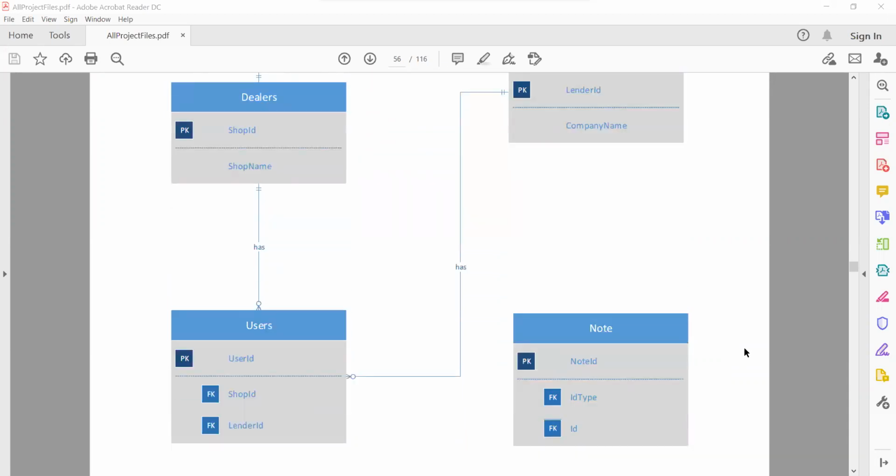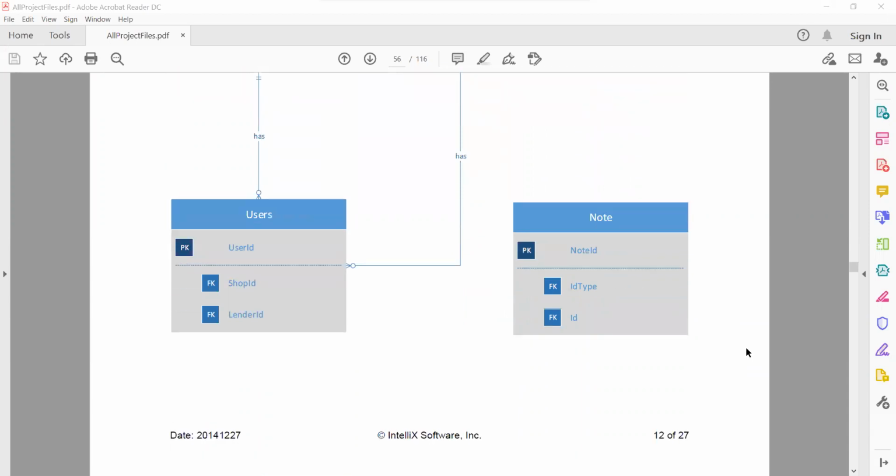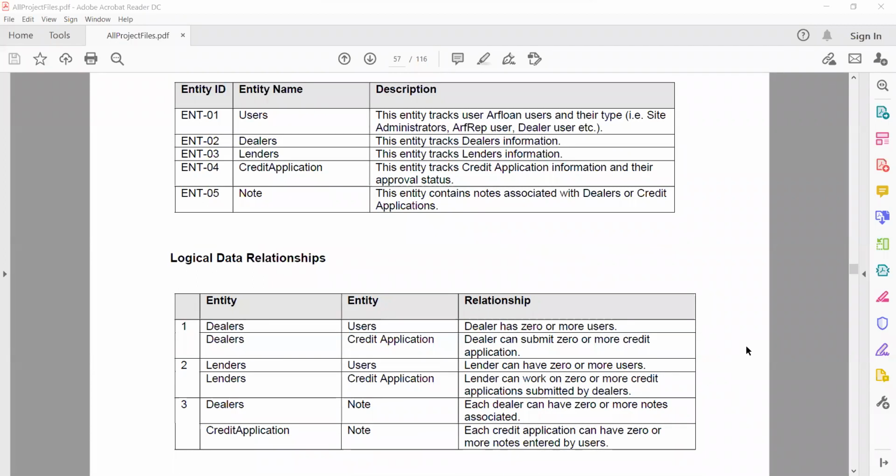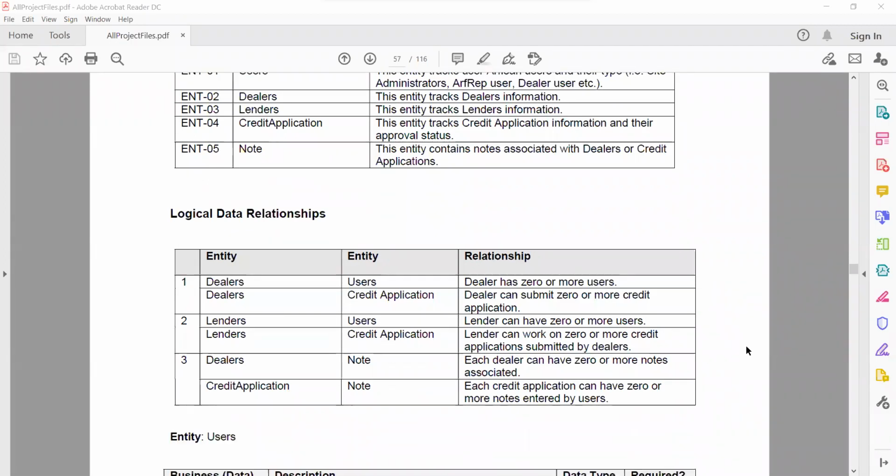And then if you go to the next section, what it does is take each one of the entities and break down what information is associated with each one of them, what the relationships are, and when you drill down for every entity, what kind of information, whether it's required, and what data type it is. All those things are defined.